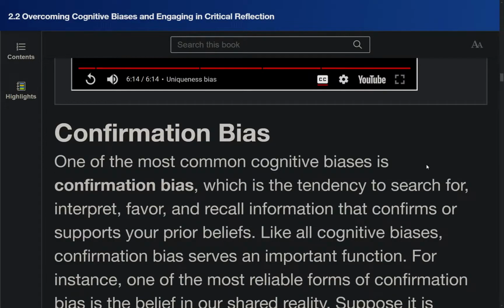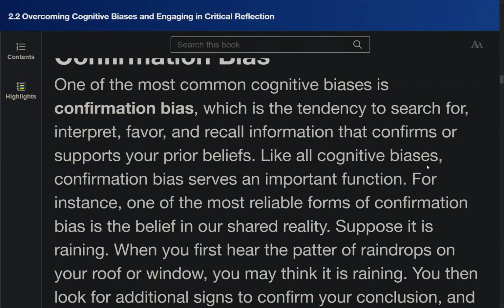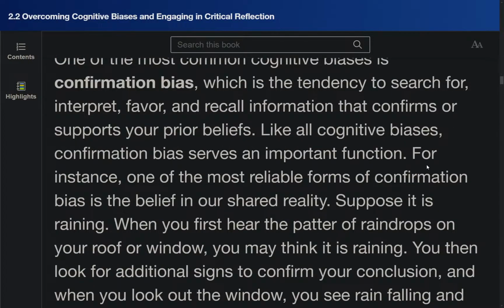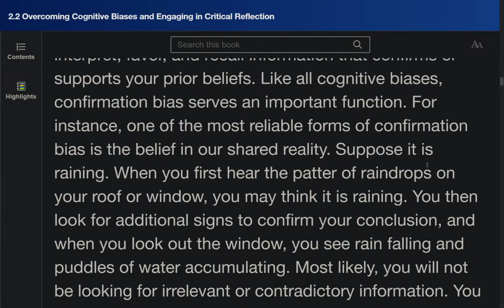Confirmation bias. One of the most important cognitive biases is confirmation bias, which is the tendency to search for, interpret, favor, and recall information that confirms or supports your prior beliefs. Like all cognitive biases, confirmation bias serves an important function. For instance, one of the most reliable forms of confirmation bias is the belief in our shared reality.